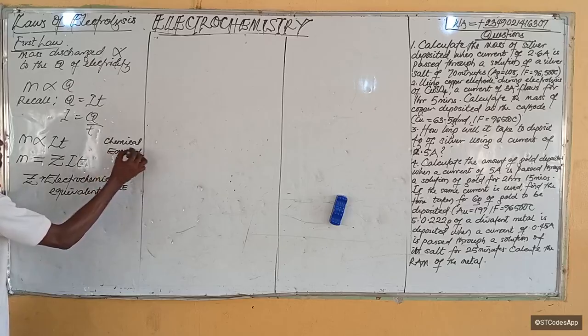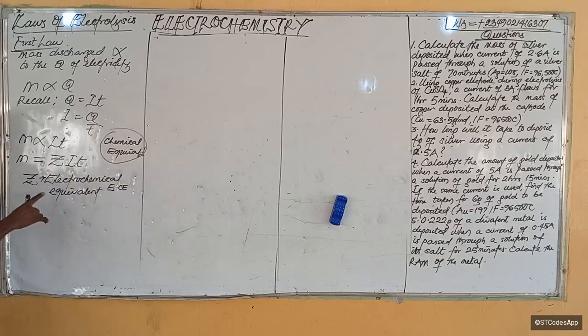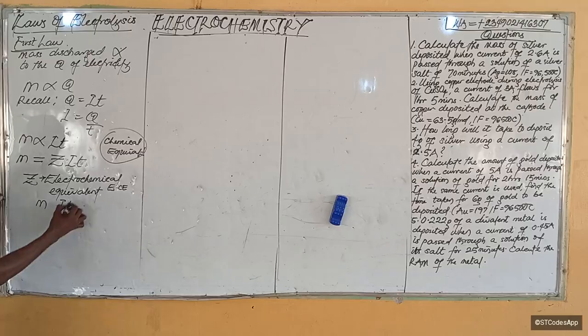Now, electrochemical equivalent is the measure of... how do I define this now? Electrochemical equivalent is the mass of element discharged when a current of 1 ampere is passed for 1 second. Is that okay? That is the electrochemical equivalent of that metal.